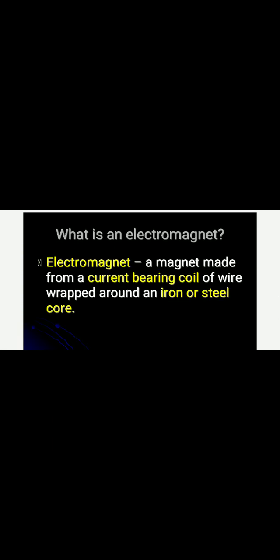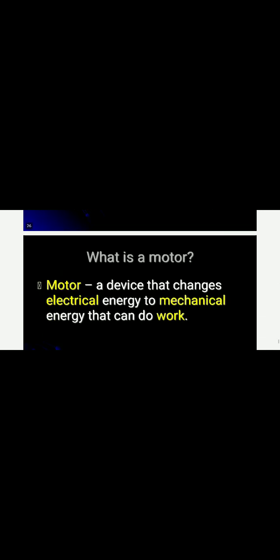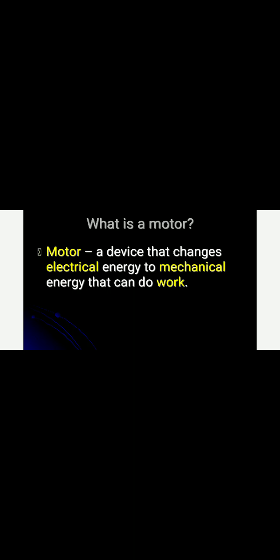What is an electromagnet? An electromagnet is a magnet made from a current-bearing coil of wire wrapped around an iron or steel core. What is a generator? A generator is a machine that changes mechanical energy to electrical energy. It usually uses moving magnets to create currents in coils of wire. What is a motor? A motor is a device that changes electrical energy to mechanical energy that can do work.